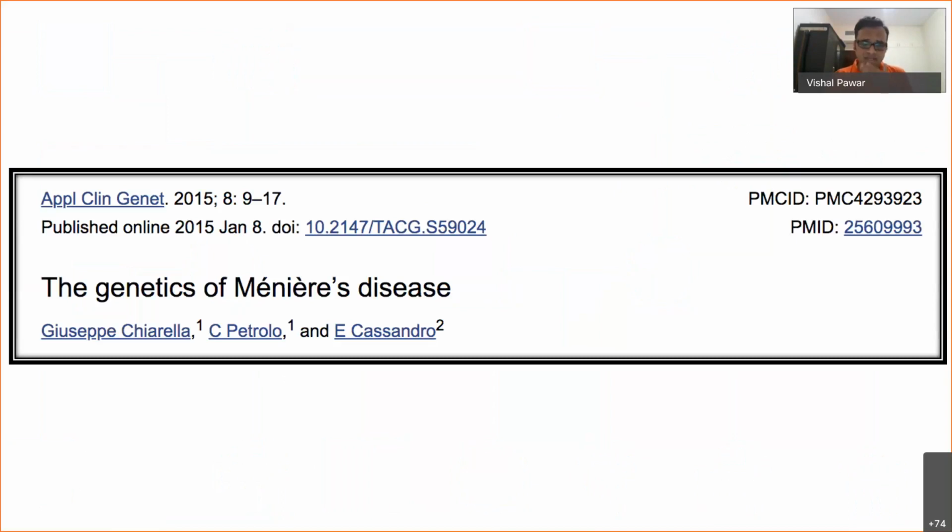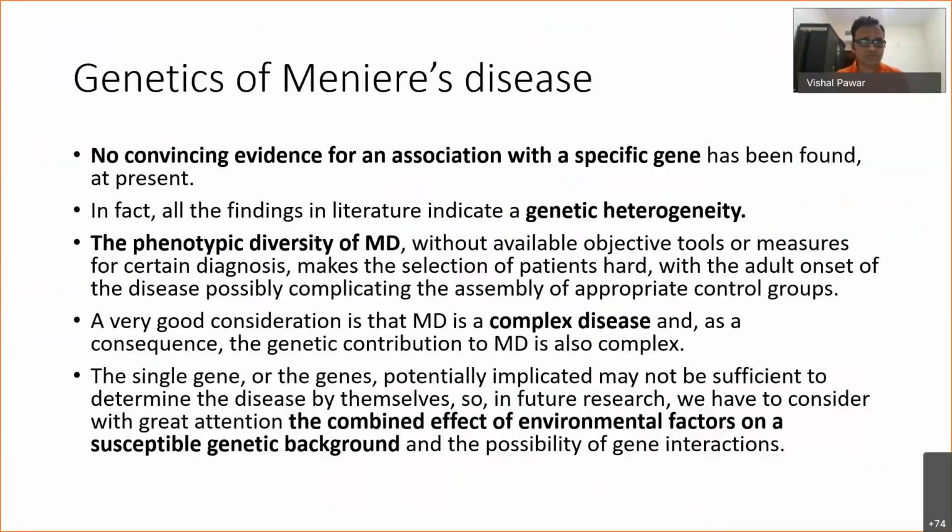And then I read one article about the genetics of Meniere's disease, but the conclusion of the article is there is no convincing evidence for an association with a specific gene. One specific gene which is related to Meniere's disease is not yet found. There is a lot of genetic heterogeneity, and there is a lot of phenotypic diversity of Meniere's disease.